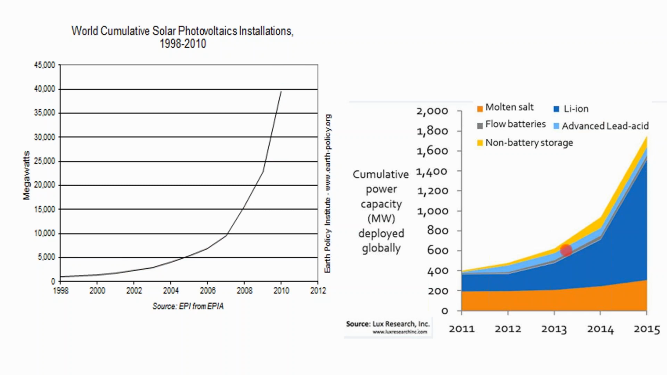Similarly with lithium ion batteries, now we're not just using the batteries for portable electronics, but also using the batteries for stationary generator replacements and also electric vehicles. And so we're starting to see the exponential capacity come to market.